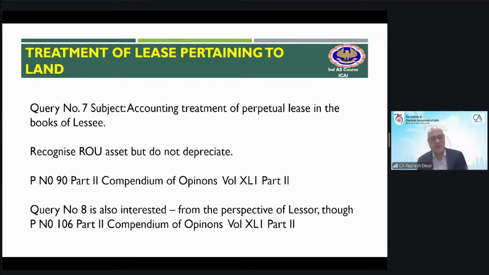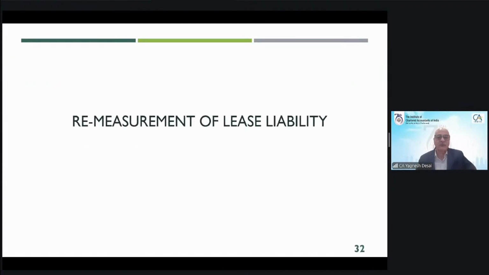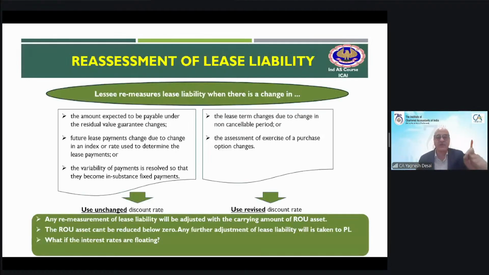At the same time, there is question number 8. So friends, note down this. Take a picture of this slide. And I would implore you to please read these 2 queries in these EAC opinions. Volume number XLY part 2. I have given the page numbers also. Friends, do that. In view of the time, I cannot do that. But now this is very important for us. You may have to remeasure the lease liability.